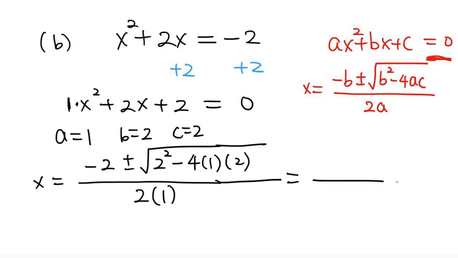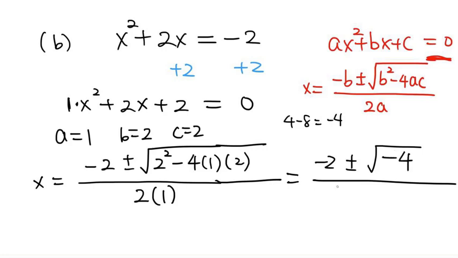So then this equals negative 2 plus or minus the square root of, now this is 4 minus 8. 4 minus 8 is negative 4. So negative 4. The denominator is 2.